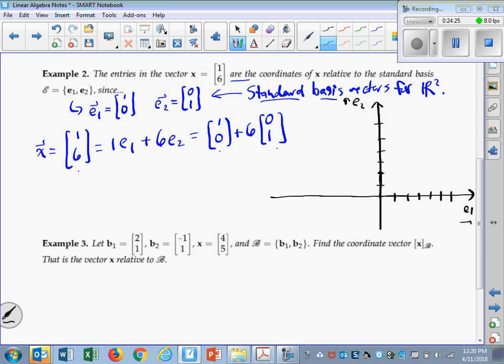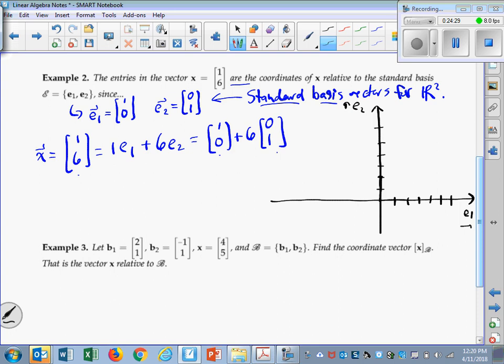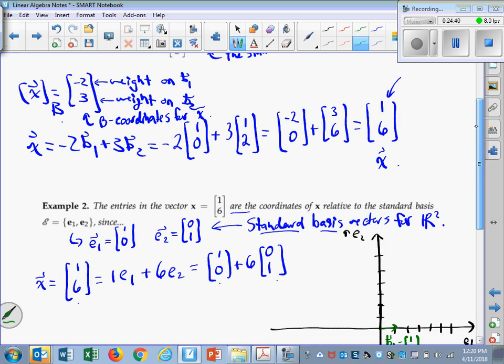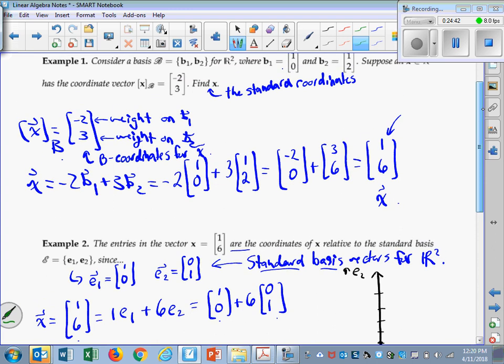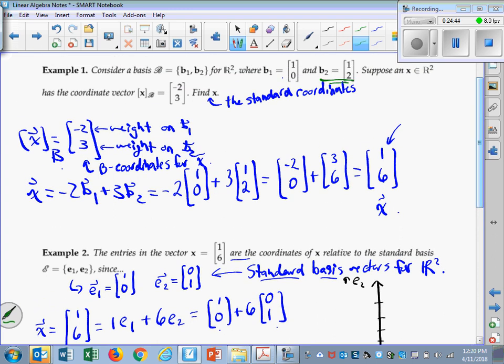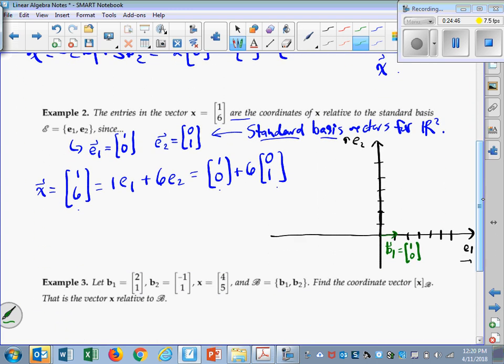So B1 is this vector, B1. Remember, B1 is just the vector 1, 0. But what was B2? Well, let's look back at the previous example. B2 was this vector 1, 2 right here. So let's write that. That means 1 unit to the right and up 2 units, just like this. So here's B2. Now, let's actually create another axis here, and we'll call it the B2 axis, going in this direction. So this is the B2 axis.